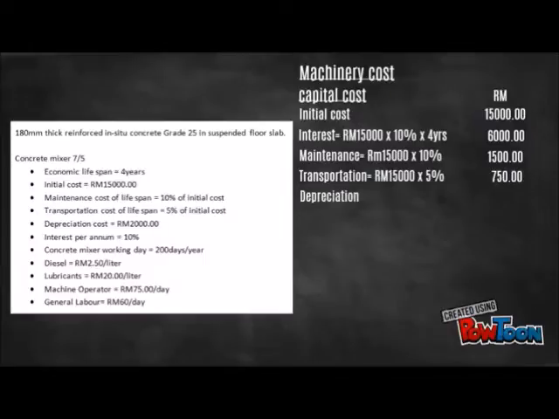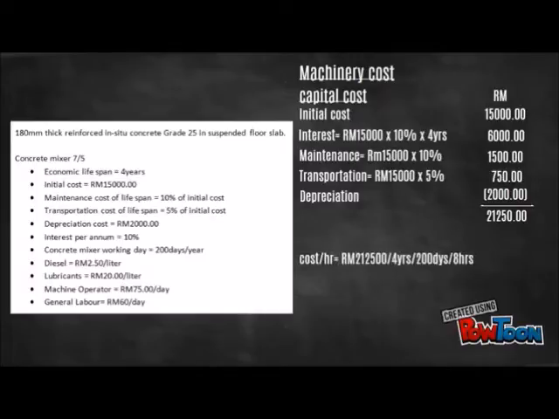Bracket the depreciation cost for minus. Next, calculate the total. Divide the total by the economic lifespan, working day per year and working hour to get the cost per hour.